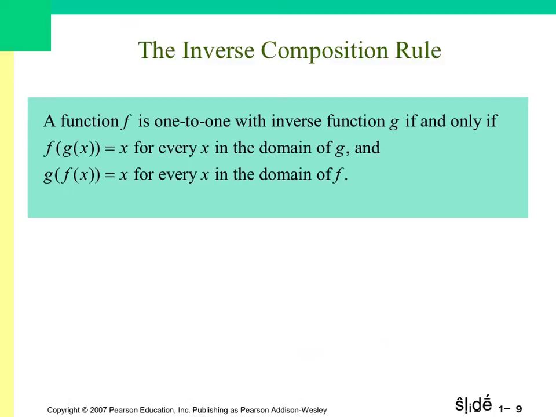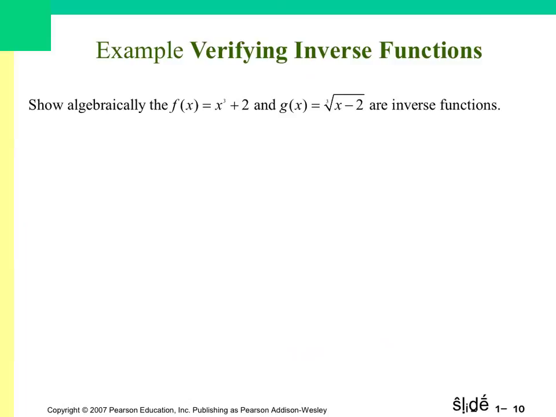A function f is one-to-one with the inverse function g if and only if f of g of x equals x and g of f of x equals x, for every x in the domain of g. So let's see what this means. Show algebraically that they are inverses. So first thing I need to do, calculate f of g of x. So that means f of the cube root of x minus 2.